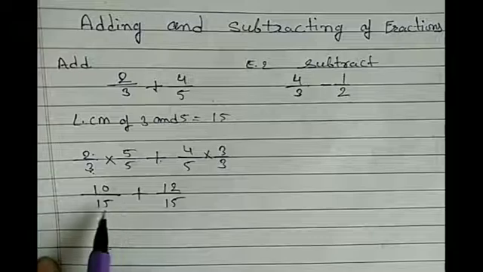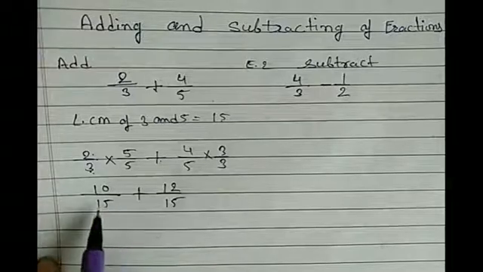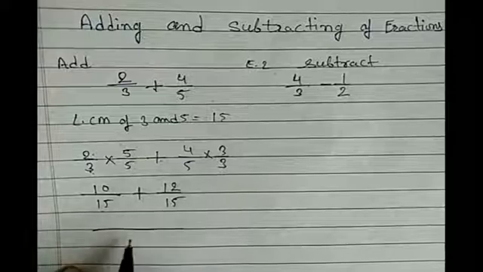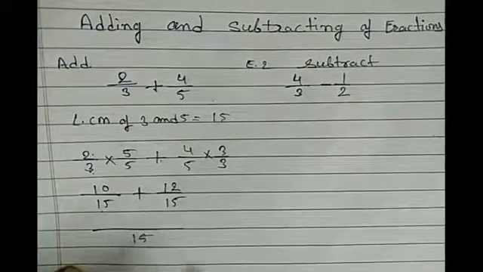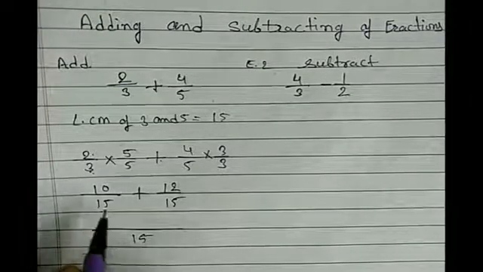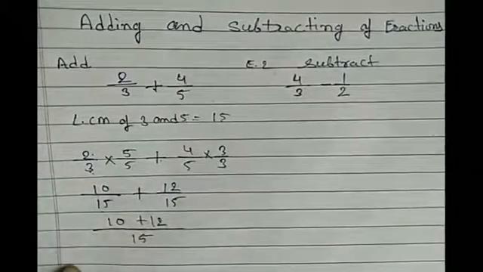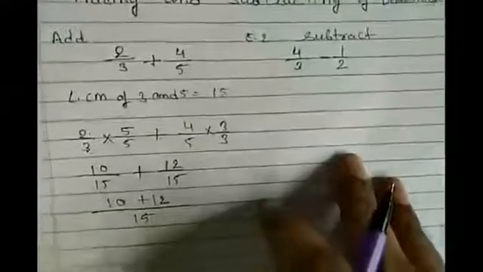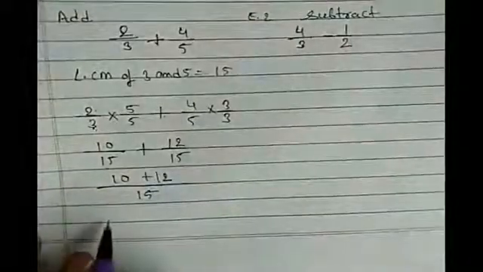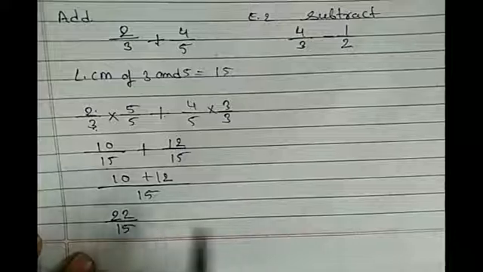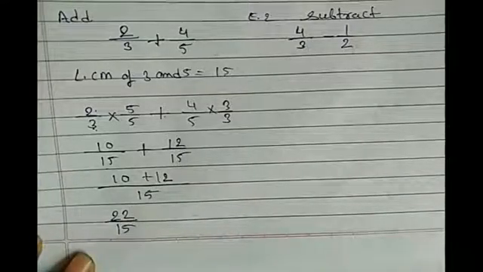Now when we get the same denominator, write it once, 15, and add the numerators 10 plus 12. So what we get is 22 upon 15. This is our answer.